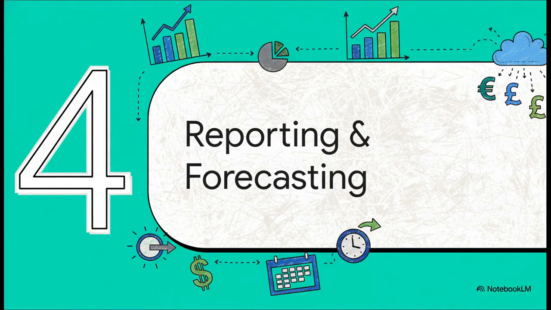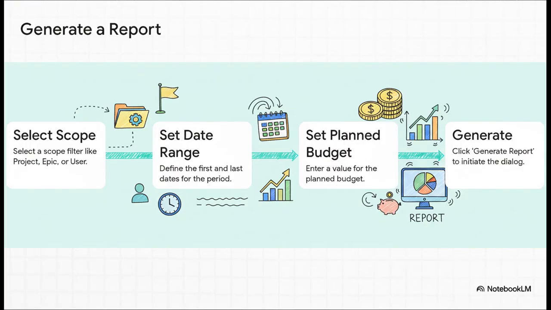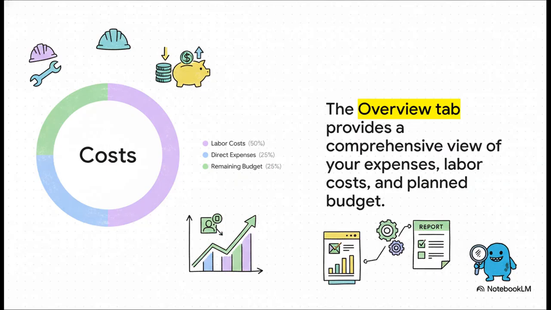All right, so you've tracked all your time and your expenses. So what? What's the payoff? Well, this is where all that data gets transformed into powerful, actionable insights through some amazing reporting and forecasting. Generating a full-blown cost report could not be easier. You just select your scope, maybe a whole project, a specific epic, or even just one user. Set your date range, pop in your planned budget for comparison, and click Generate. It's literally that fast.